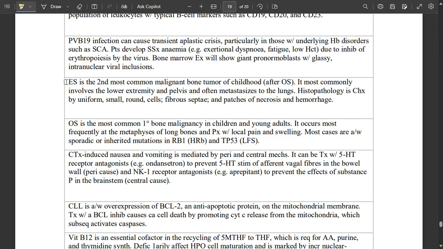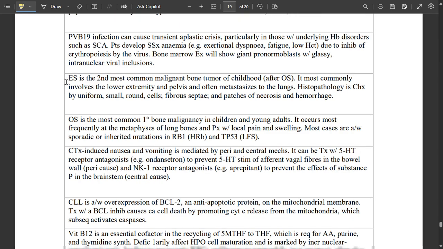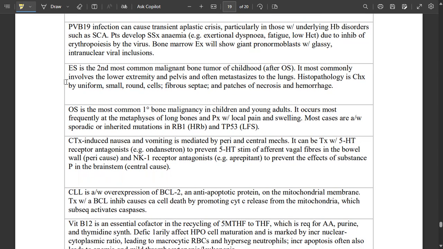So lower extremities like the legs and hind foot, and the pelvis, are often involved, and it can metastasize easily to the lungs. Histopathology is characterized by uniform small round blue cells, fibrous septa, and patches of necrosis and hemorrhage.